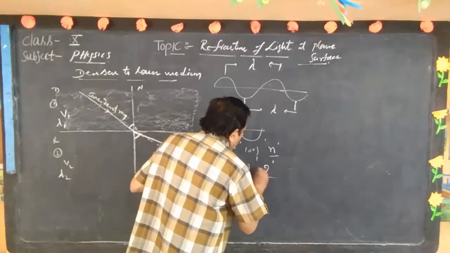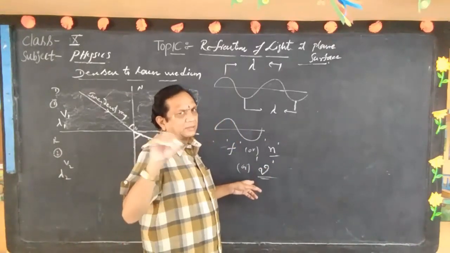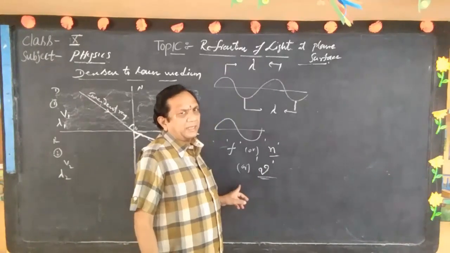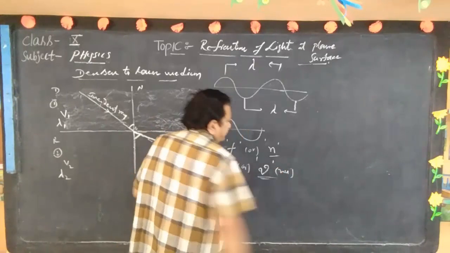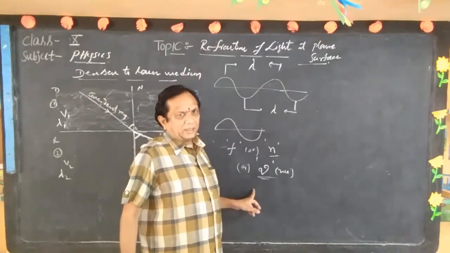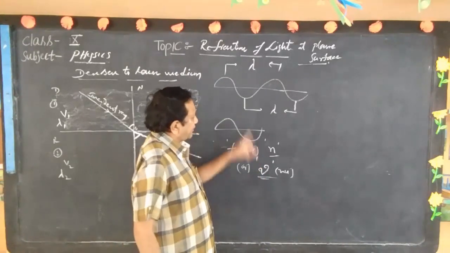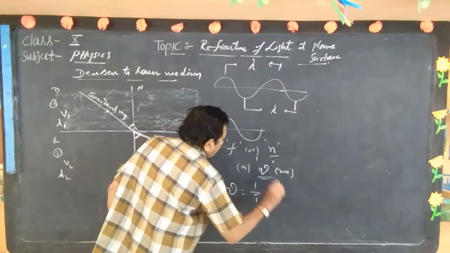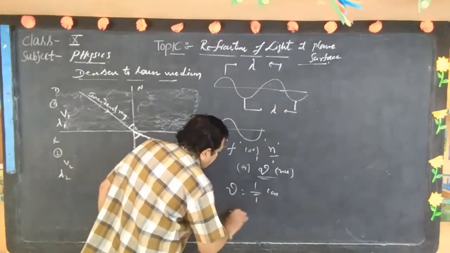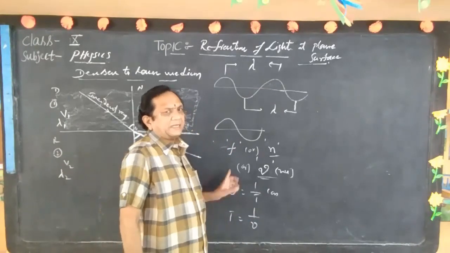In 9th class you know about this letter nu, but there is a small v-like letter. It's not v, it is read as nu. It's a Greek letter. Now we have to use this letter nu for frequency. There is a relation between time period and frequency: nu is equal to 1 by T, or otherwise T is equal to 1 by nu. This is the relation between frequency and time period.